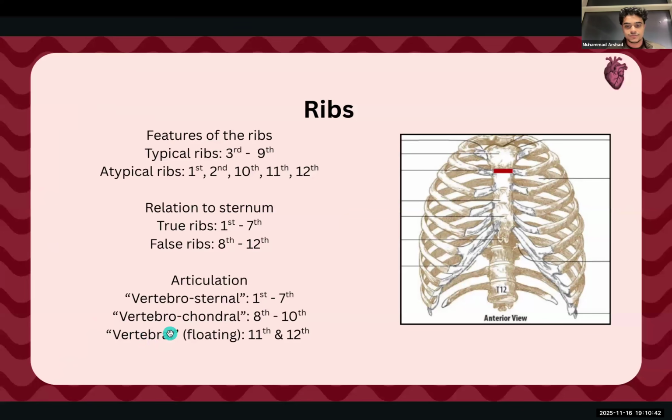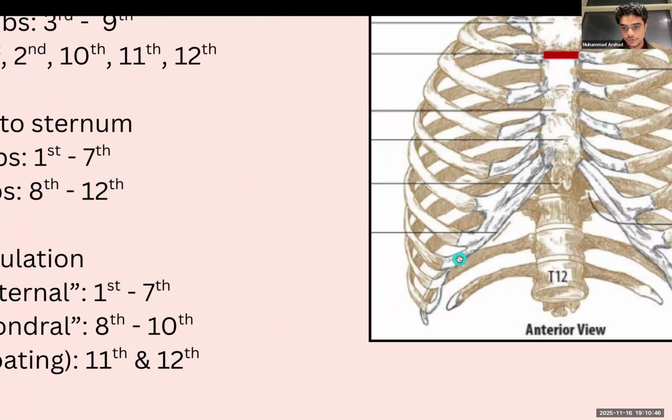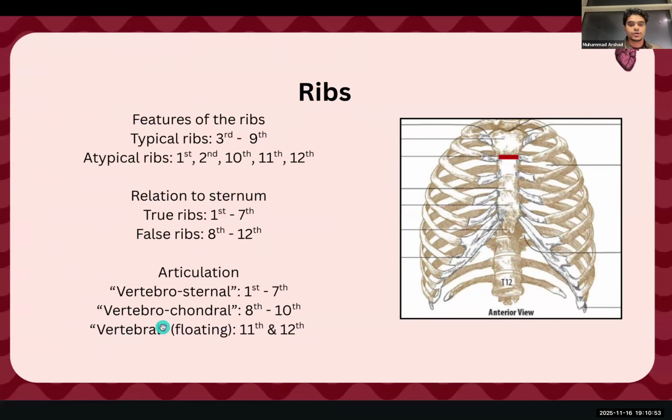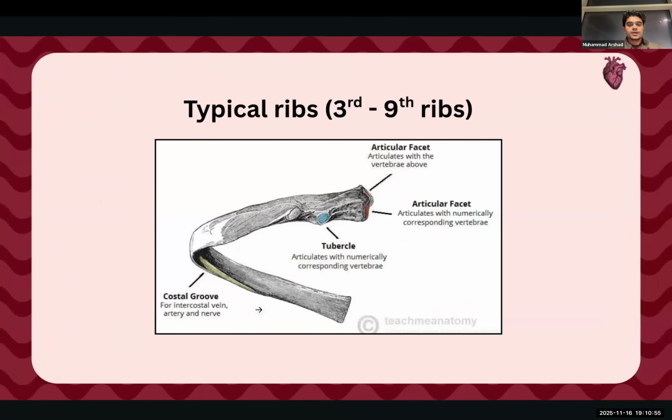And then you have the just vertebral or floating ribs, which are the 11th and 12th ones. And as you can see, these ones are going here and articulating with this costal cartilage, but these ones aren't even doing that. They're just floating, right? So they're only articulating with the vertebrae, and hence they're just called vertebral ribs. Okay, so now let's get into the features of the typical ribs, which are the 3rd through 9th ribs.